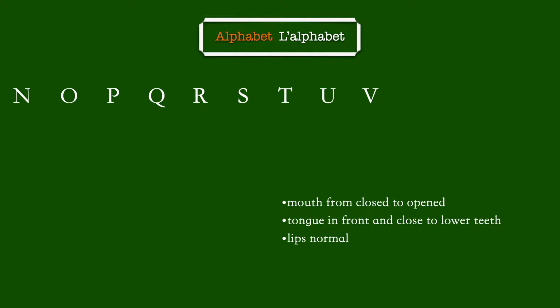This letter is important to pronounce well, because it will be useful for the next letter as well. But first, let's focus on this letter. V. To pronounce it correctly, you need to have your mouth closed, and open it during the pronunciation. Also, your tongue needs to be close to your lower teeth, and there is nothing to be done concerning the lips.